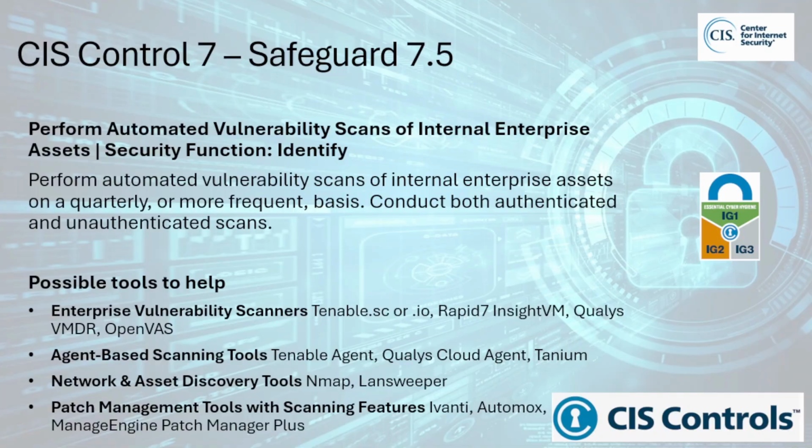Why is the safeguard important? 1. Internal systems are often assumed safe, but may still be vulnerable to insider threats or lateral movement by attackers. 2. Helps identify unpatched software, outdated configurations, and security misconfigurations. 3. Supports continuous visibility into the organization's internal risk posture. 4. Ensures faster response to emerging threats and vulnerabilities. And 5. Is a key part of maintaining defense in depth and regulatory compliance. Automated scans reduce manual effort and ensure that vulnerabilities are consistently detected and addressed across the enterprise.